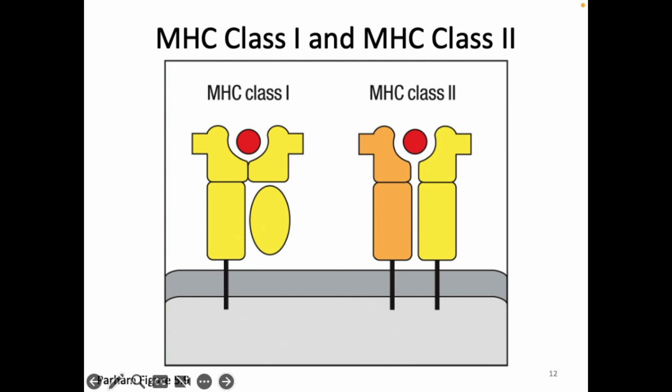All MHC class 1 molecules also pair with a partner protein. The partner protein is the same. So you only have one gene for this partner protein. You make a bunch of copies of it, and they pair with all your different MHC class 1 heavy chains. You can see the partner protein is shown here.